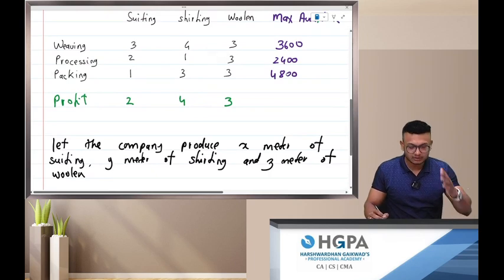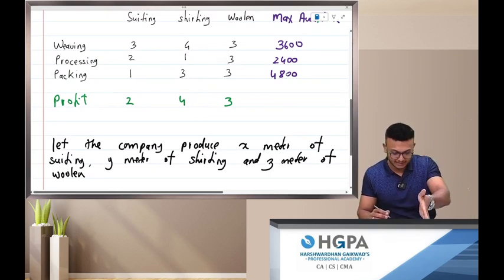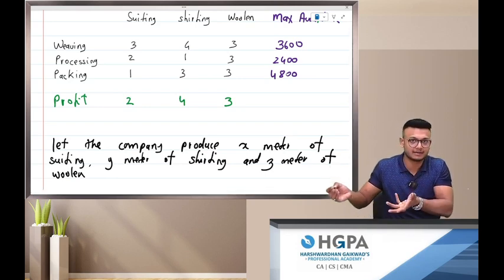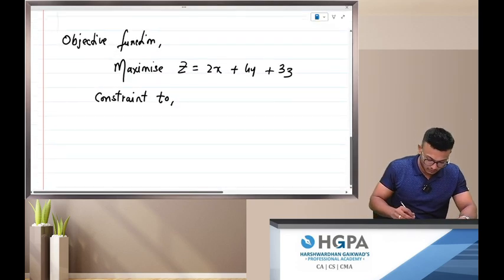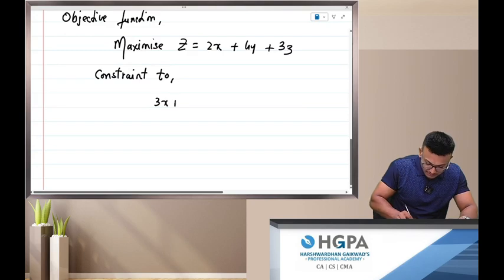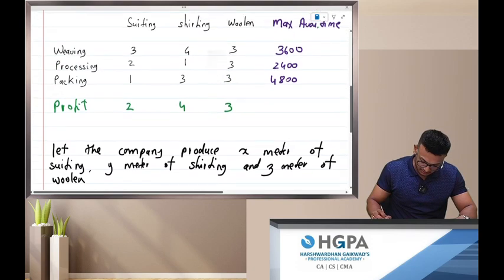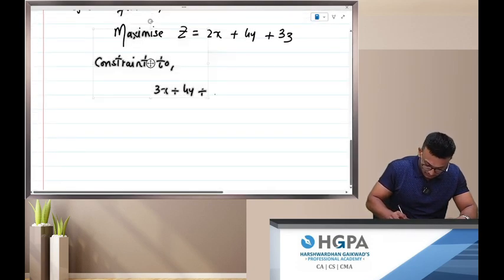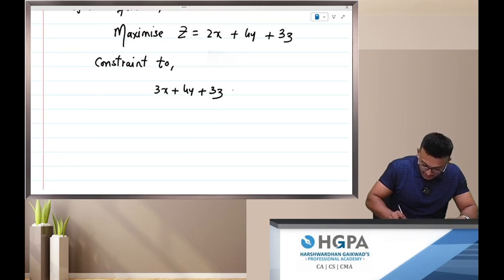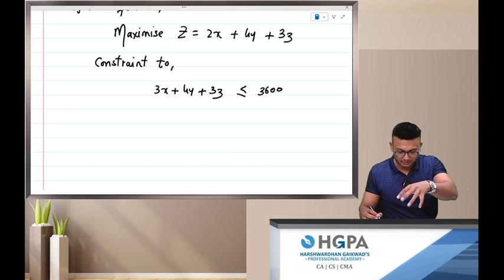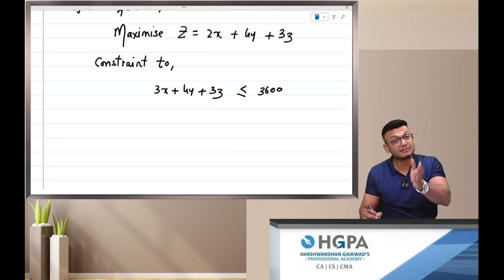So this is a limitation. 3x plus 4y plus 3z is less than or equal to 3600. So you cannot go more than 3600. That's the maximum time available. So what I'll write over here? 3x plus 4y plus 3z is less than or equal to 3600. We'll make a common narration over there, because the three constraints will have a common narration only. That is the maximum time available.